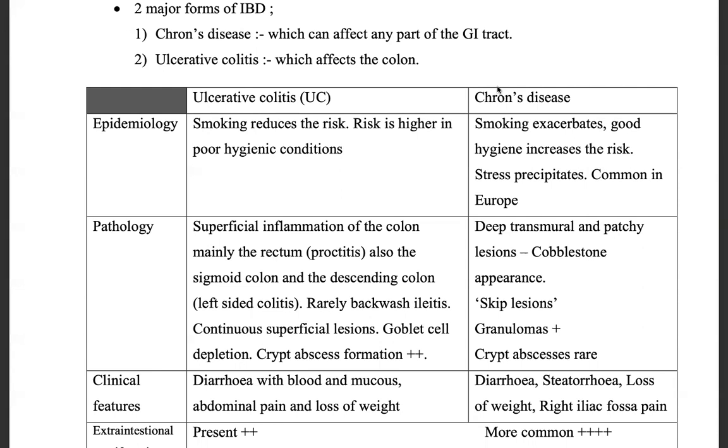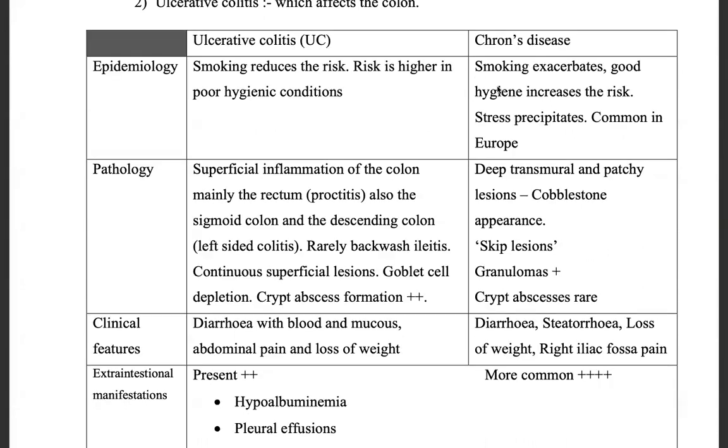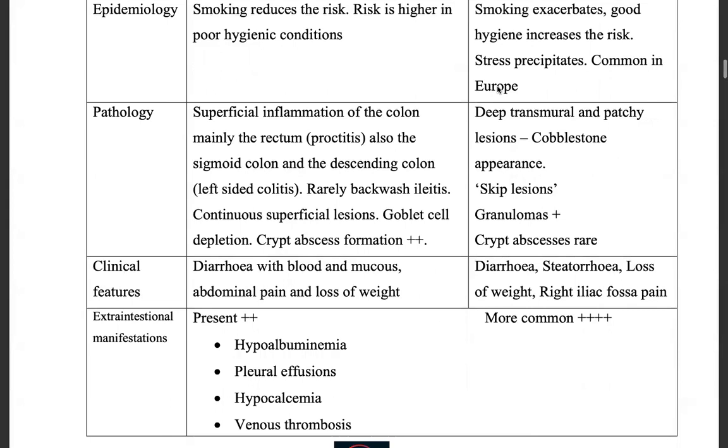Clinical features: patients with ulcerative colitis will have diarrhea with blood and mucus. It is the same in Crohn's disease also, but in Crohn's disease the patient will have more features of weight loss and also right iliac fossa pain. Why? Right iliac fossa pain is mainly due to the involvement of the terminal ileum.